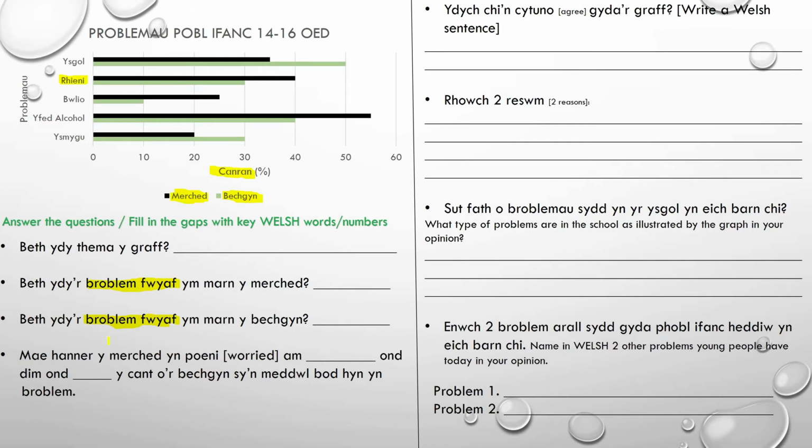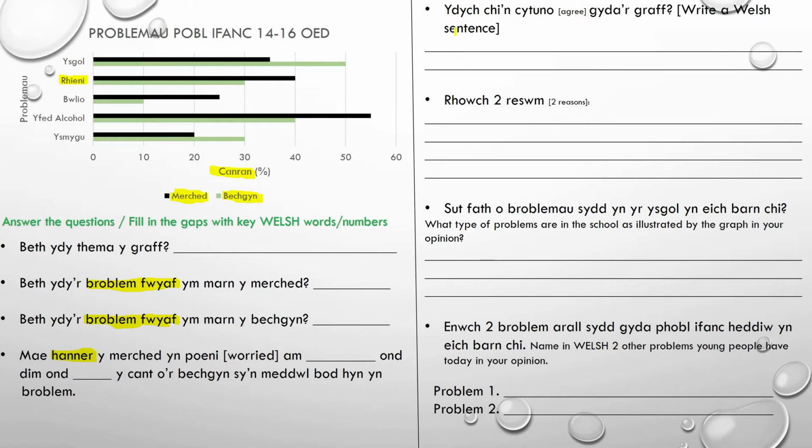Mae hanner y merched yn poeni. Worried about, poeni am, what are they worried about? Hanner of the merched. Ond dim ond, but only, and we want to know the percentage, y cant, o'r bechgyn sy'n meddwl bod hyn yn broblem. I want you to work out the figures then.